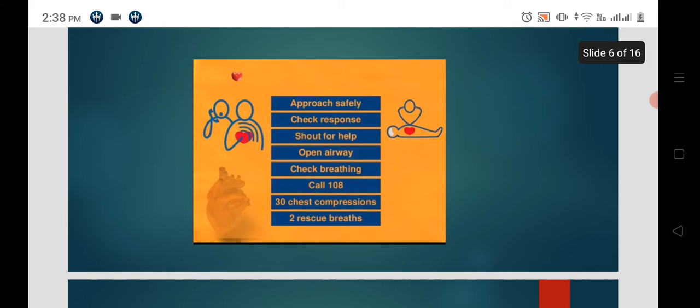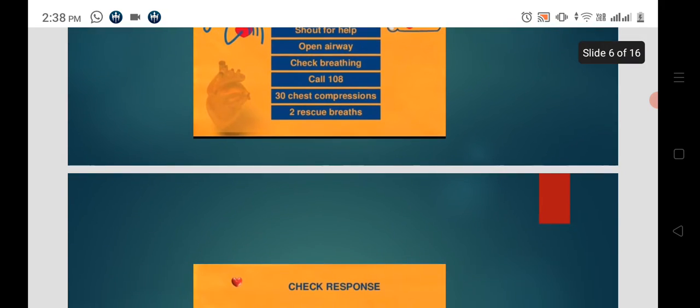What are all the steps you will do in CPR? First is approaching safely to that patient, second is checking the responsiveness of the patient, third is shouting for help, and fourth is opening the airway of that patient and checking the breathing. Then next, calling the 108 ambulance number, and then you will perform CPR. 30 chest compressions are given, and 2 rescue breaths are given to that patient.